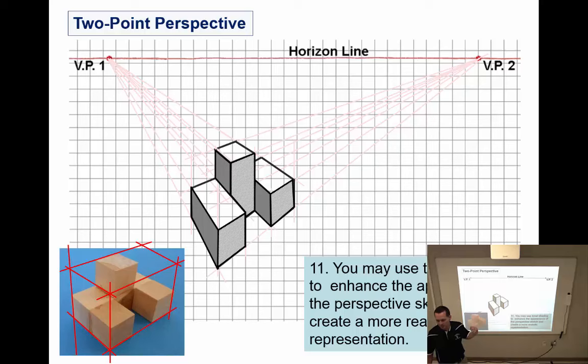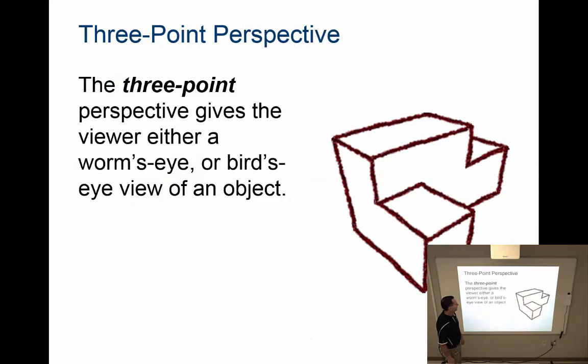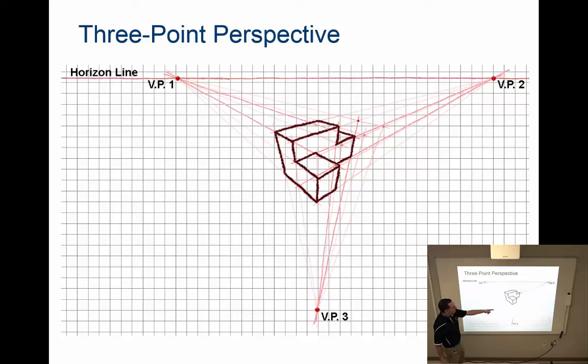So I would encourage you to use these slides as a reference for doing that drawing. So here's a great example of, in this case, a printer drawn as a 2-point perspective. And then finally, we're just going to mention the 3-point perspective. They do exist. This is going to be your worm's eye or bird's eye view of an object.